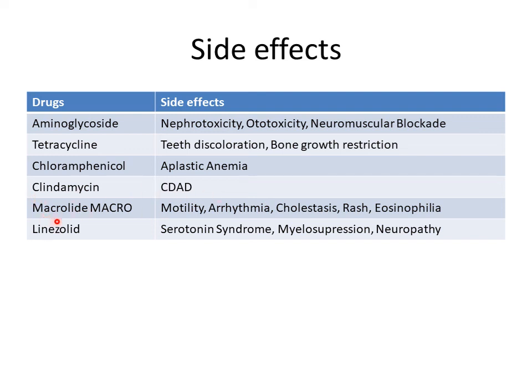And the macrolides: azithromycin, erythromycin, and clarithromycin. The mnemonic MACRO can be used: Motility, Arrhythmia, Cholestasis, Rash, and Eosinophilia. Motility means GI motility disorder, it can cause diarrhea; it can cause arrhythmia; it can cause cholestatic hepatitis; it can cause maculopapular rash; and it can cause eosinophilia.